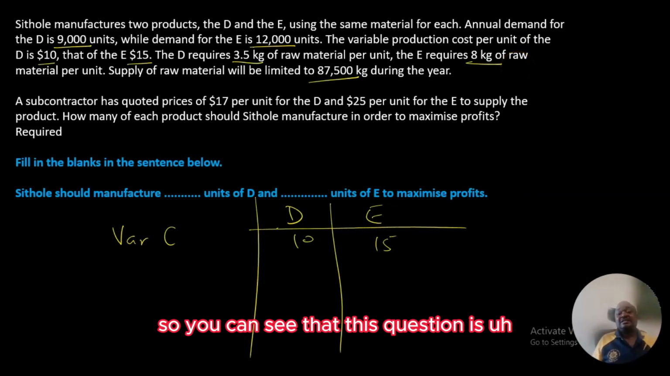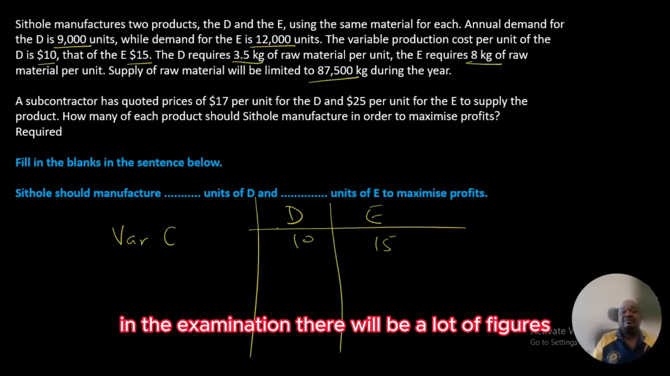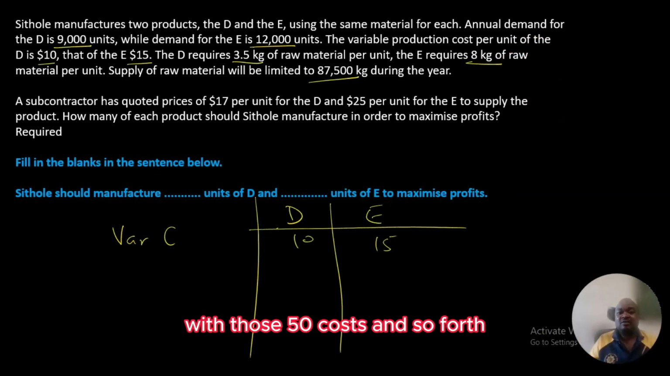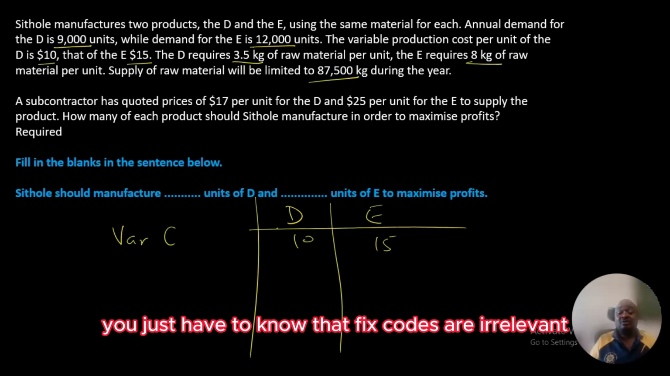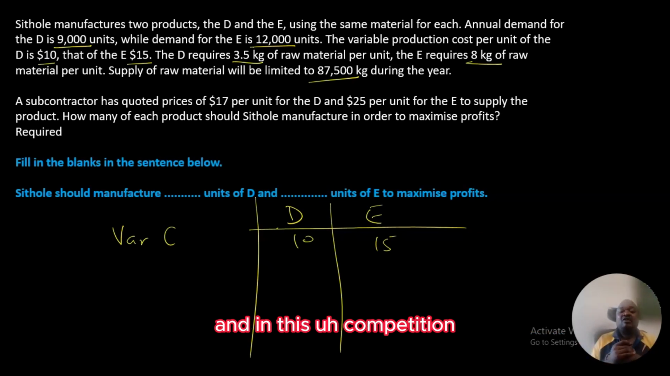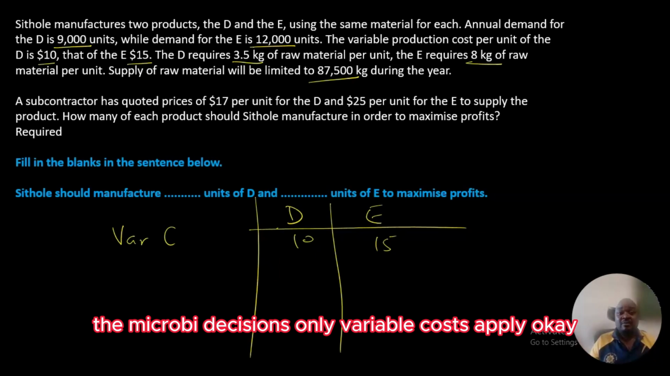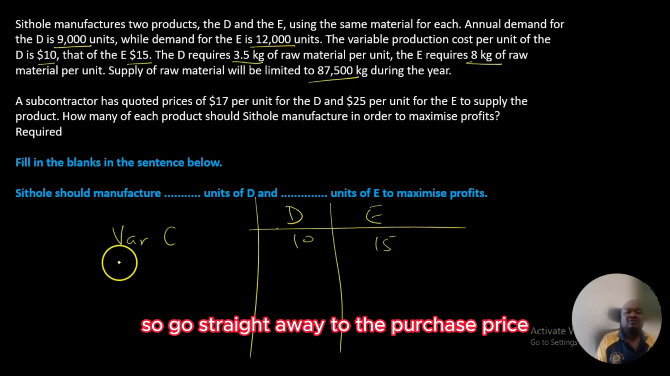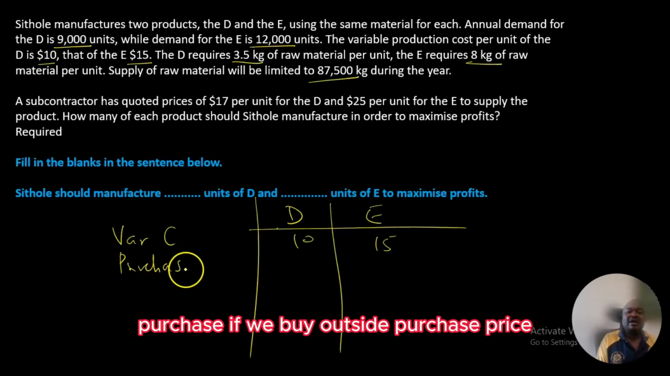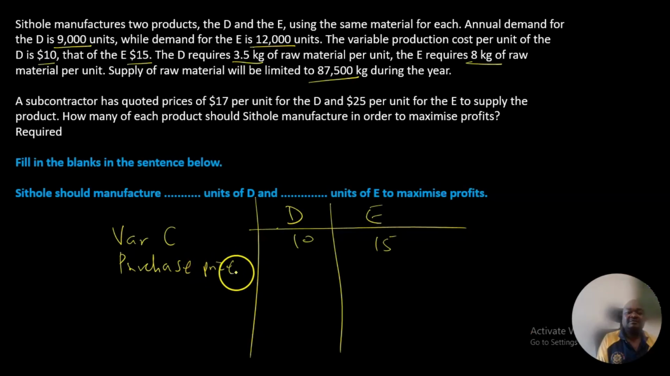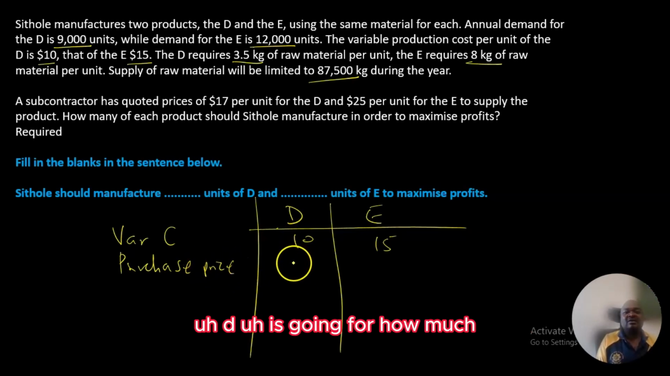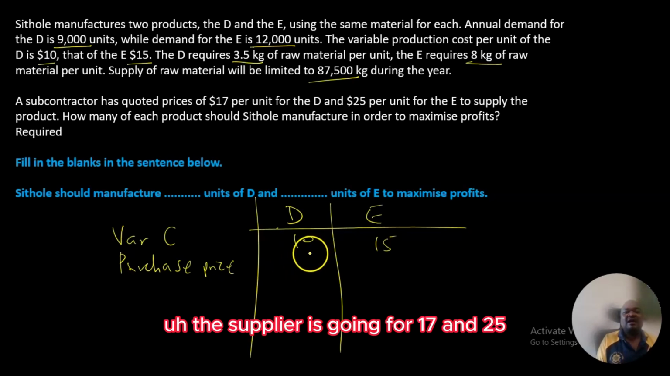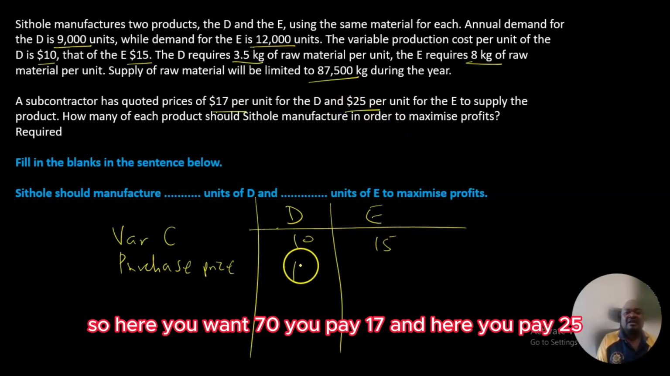So you can see that this question is very simplified. However, in the examination, there will be a lot of figures for those fixed costs and so forth. You just have to know that fixed costs are irrelevant, and in this computation, the make or buy decisions, only variable costs apply. So you go straight away to the purchase price. If we buy outside, the purchase price for D is going for how much? The supplier is going for 17 and 25. So here you pay 17, and here you pay 25.